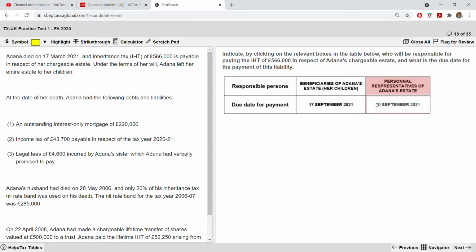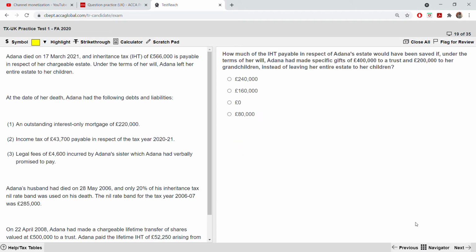But the rule is like this: 6 months after the end of the month of that date. So when was the date? 17 March. You might be thinking 17 September because it's 6 months from March. No, it is the end of the month. Six months after the end of the month of the date. End of the month is 30th September. So 30th September is the answer. It's a rule.